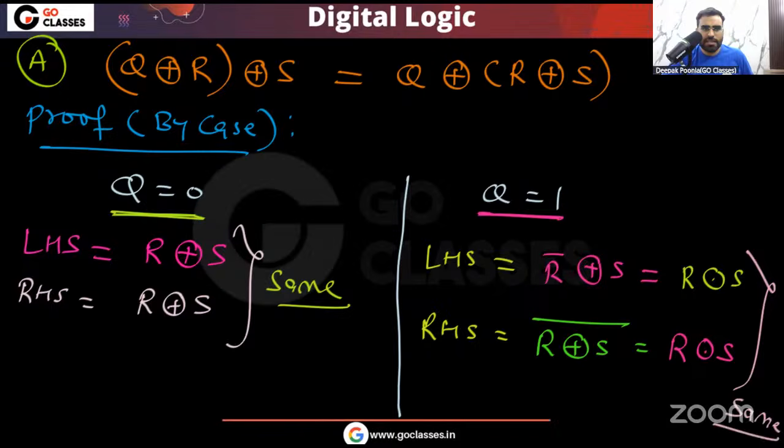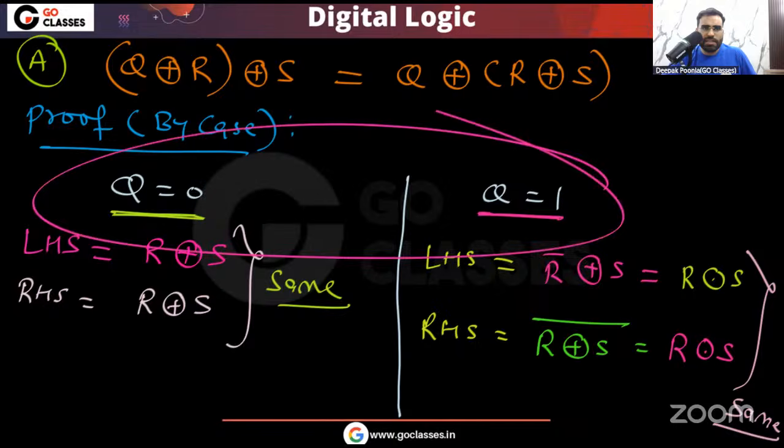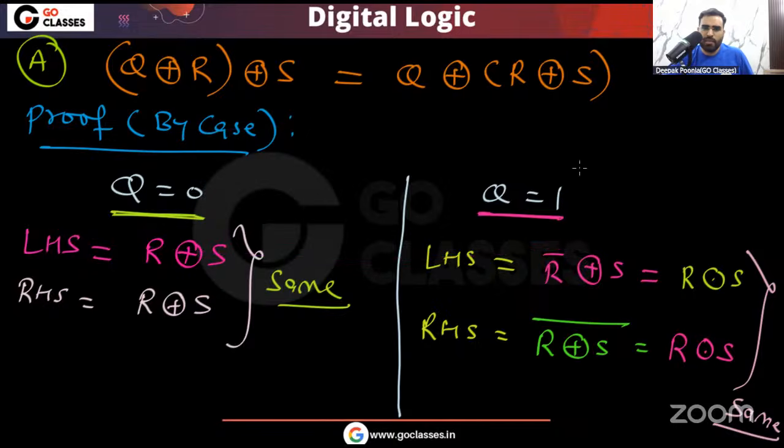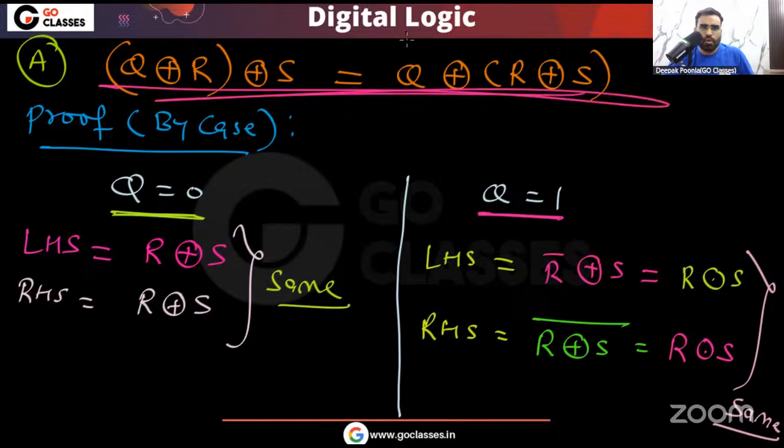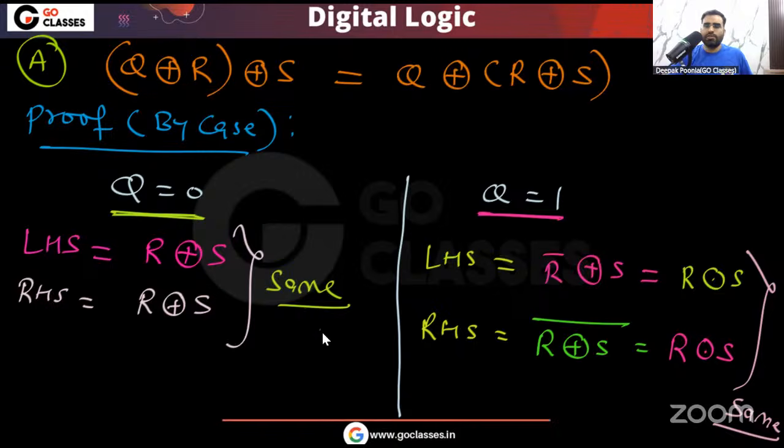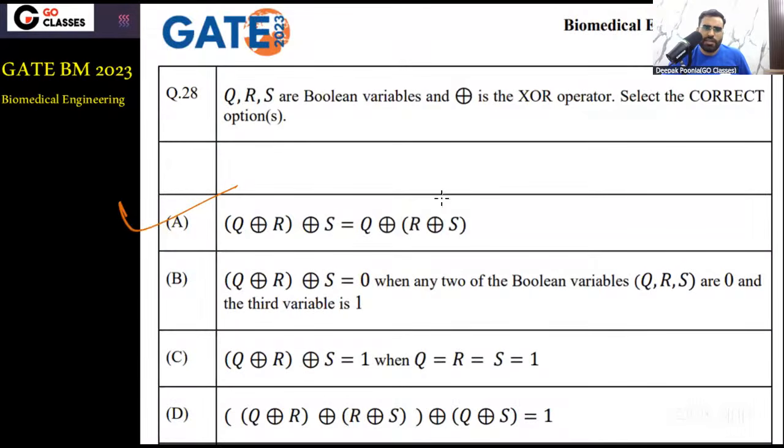So finally I can say that whether Q is equal to 1 or Q is equal to 0, in all the cases LHS and RHS are the same. And remember, only two cases are possible, there is no other possibility. So LHS and RHS are always equal. So this is the proof of the associative property of XOR. And you already know that XOR is associative, so option A you can tick. There is nothing else. Okay, now let's see option B, option C.